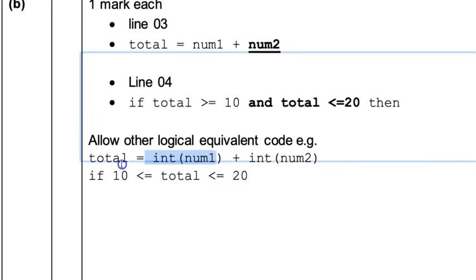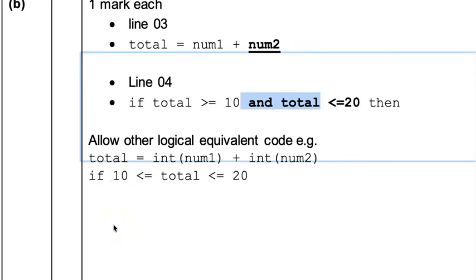So if we've got int num1, we're casting our inputs to an integer. And also this here, the second one, if 10 less than or equal to total, less than or equal to 20, that's just a shorthand way of using and. So it's just a different way of doing it.